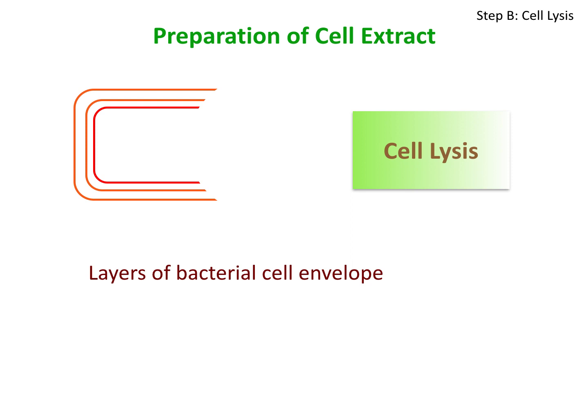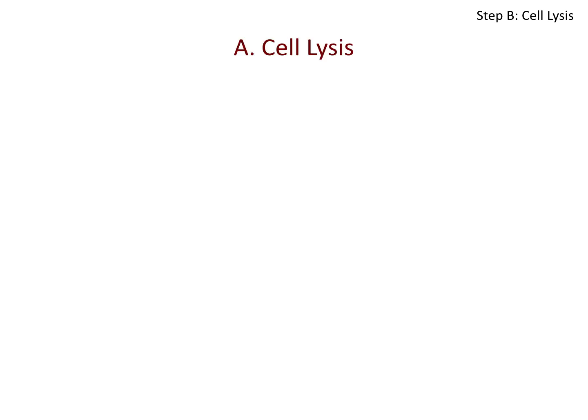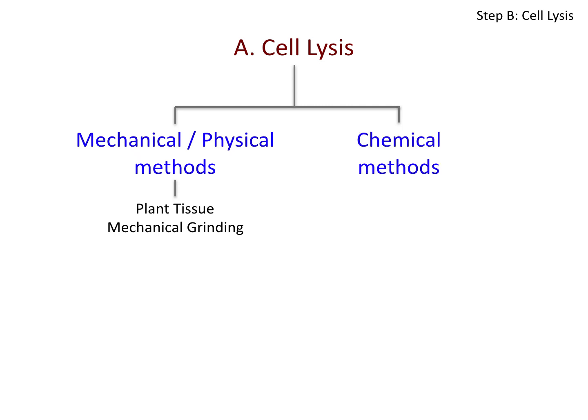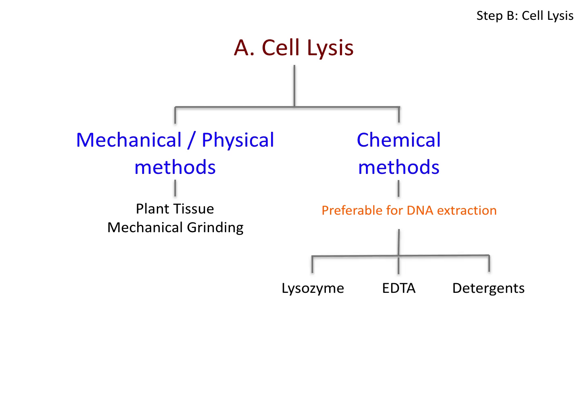Let's take a look at some techniques commonly used for cell lysis. The first one is the physical method where mechanical force is applied to break open the cell envelope. Nowadays, researchers do not use this technique frequently, but this method is definitely favored for plant cell lysis. The second method is chemical lysis, which is preferred for the purpose of DNA extraction. Some chemicals which are commonly used here are lysozyme, EDTA, and detergents. Please note that it is not necessary that only one of these methods be used at a time for cell lysis.